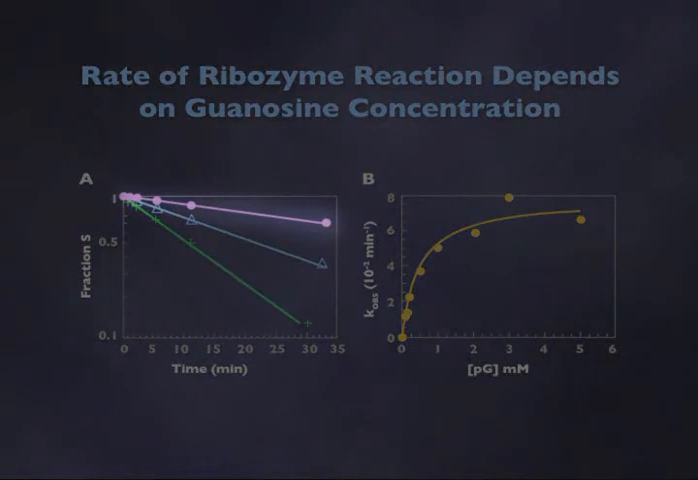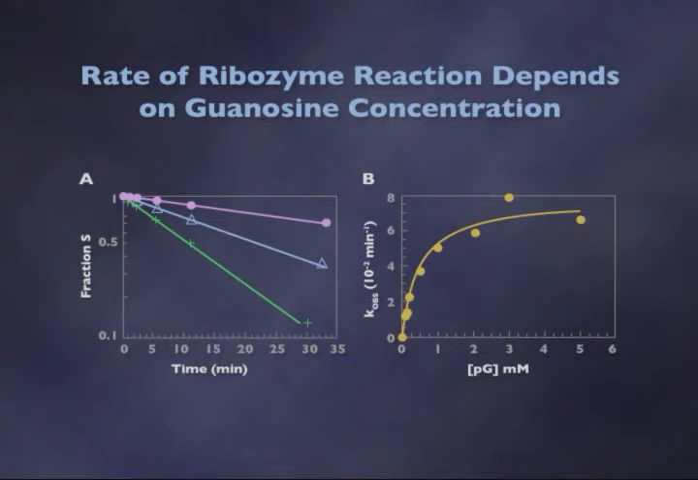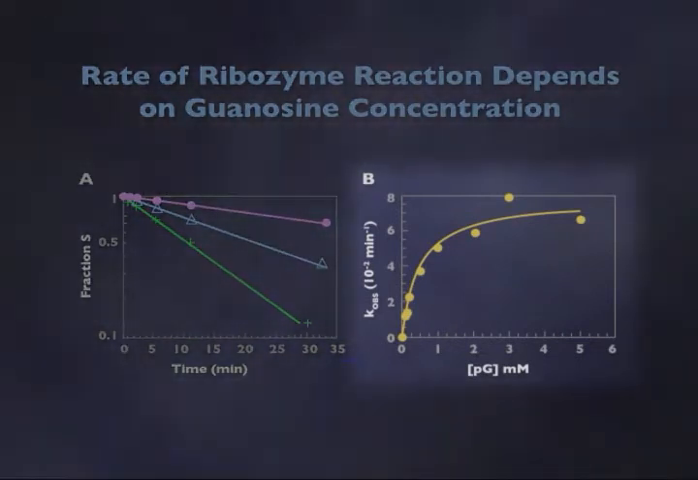we either get this straight line, or at a higher amount of guanosine we get this line, or at an even higher 3 millimolar amount of guanosine we get a faster rate. And then from the slope of each of these lines, and many more lines that I haven't shown you, we can make a plot then of the rate of the reaction as a function of the guanosine concentration.